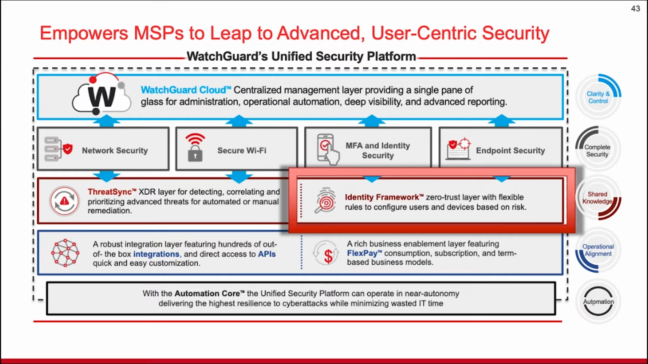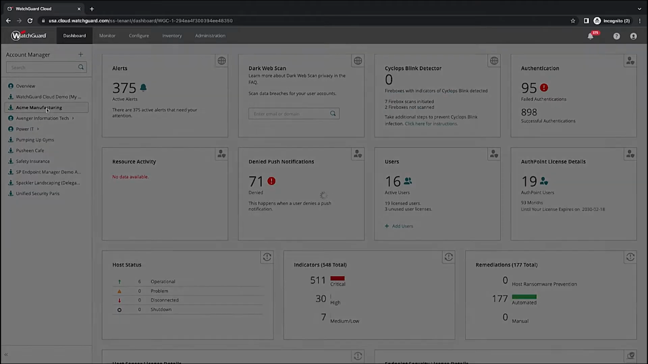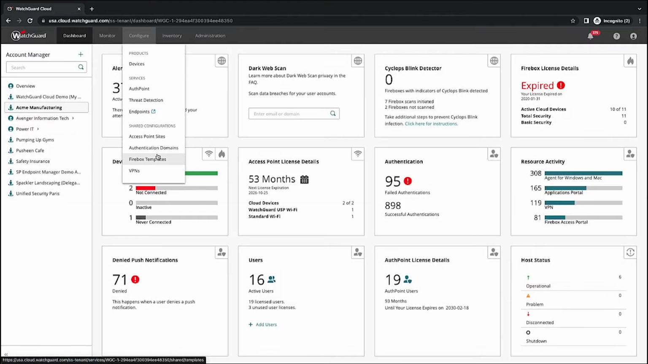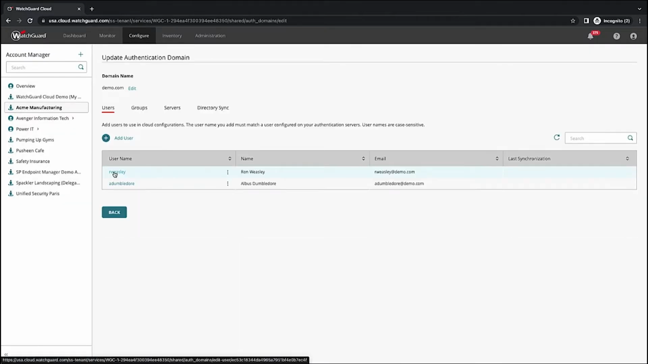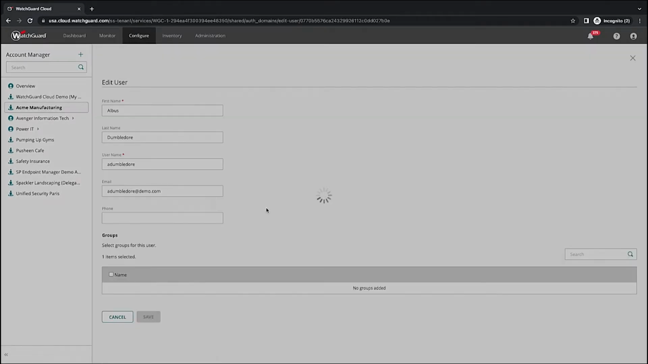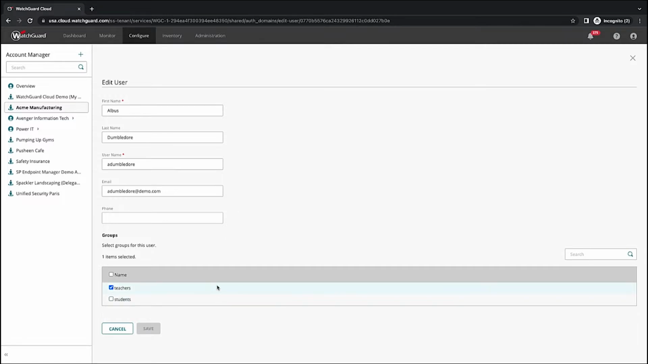An important part of the unified security platform is the identity framework that enables the configuration of users and devices with common identity across the products in the WatchGuard portfolio. Here I start by configuring an authentication domain, where I can set up users and the groups that they belong to for use in security policies.